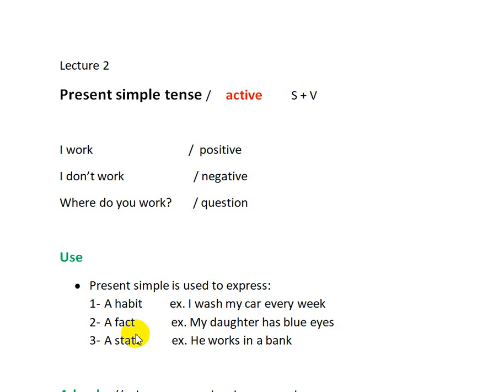For example, I prefer coffee to tea. So this is also a state about you. I live in a flat near the center of town. This is a state, okay? Maybe you will change your place of residence, but if you are living in some place, you will still be living in that place for a long time, okay?